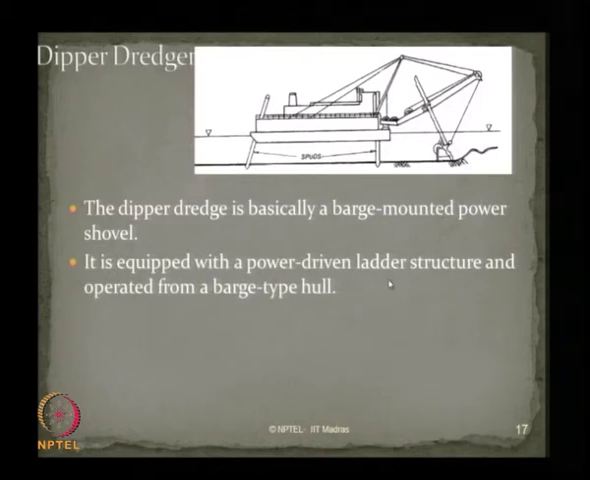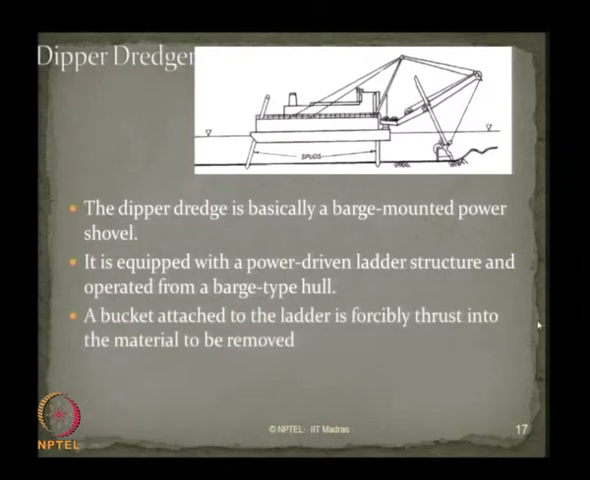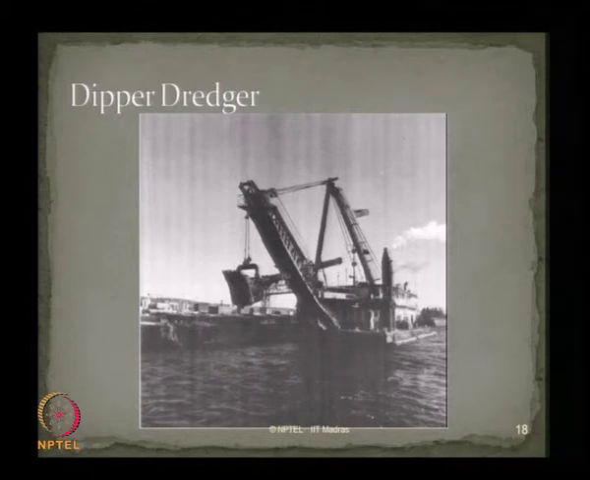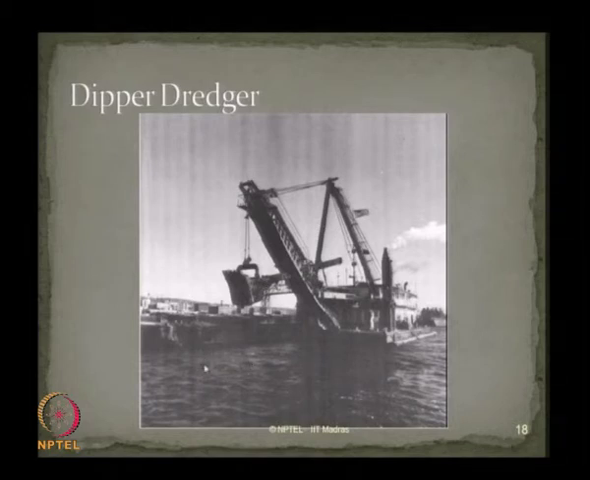It is equipped with a power driven ladder structure and operated from a barge type hull. A bucket is attached to the ladder which is forcibly thrust into the material, and then the material is removed. The dipper dredger in operation is what you see in this photograph here. This is the dipper, this is the A-frame, you can see the shape is A, and this is a hoist which is supporting the dipper. It has a power shovel which is forced into the material for dredging spoil, then collected and then disposed of. Of course, this can also rotate, but this is actually moving through a ladder arrangement, and this is disposed of into the barge itself as a collection mechanism available in this kind of dredger.